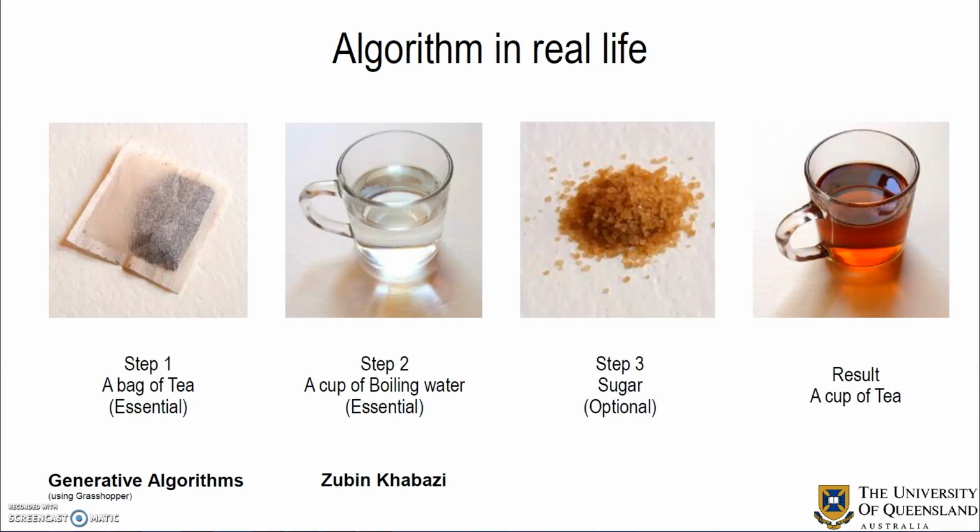We are performing tasks using algorithms in everyday life. Actually, any task can be described as an algorithm. Making a cup of tea is an example that illustrates my point. To make a cup of tea, we need to take a bag of tea, boil water, put it into a cup, put tea into a cup containing boiled water, add sugar if needed, and here we go, a cup of tea.